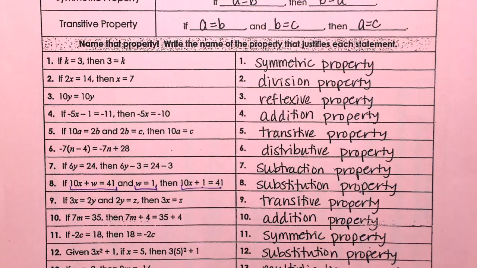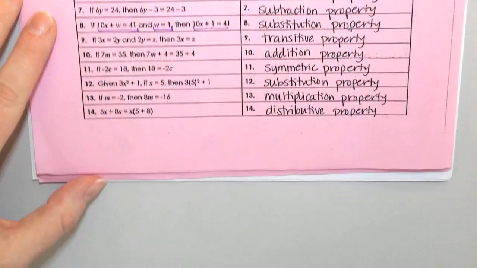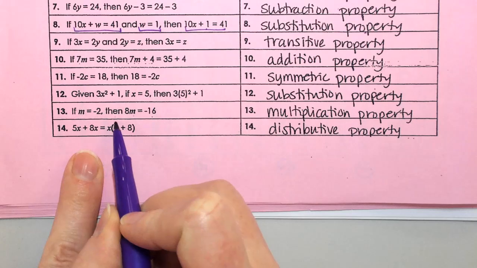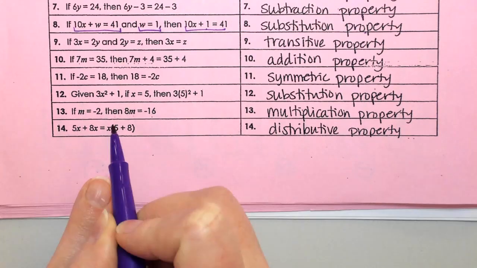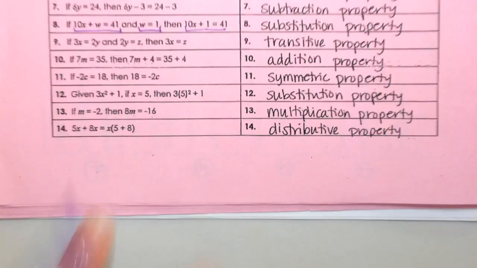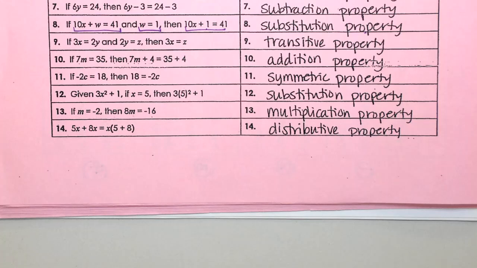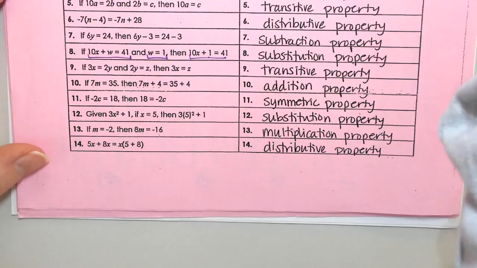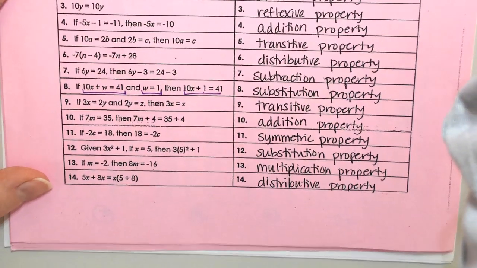Yeah? Alright, so I will talk about 14. So even though we're kind of seeing it a little bit backwards, notice that it's showing that if we multiplied x to that 5, we'd have 5x. If we multiply x to that 8, we'd have 8x. So it is the distributive property. Does that make sense? Okay. What are some other ones you would like me to talk about?